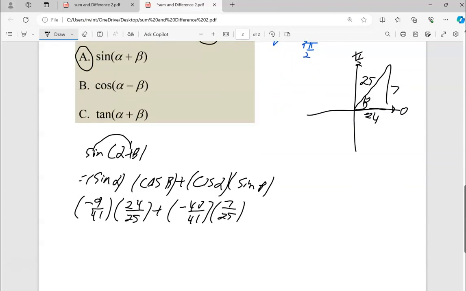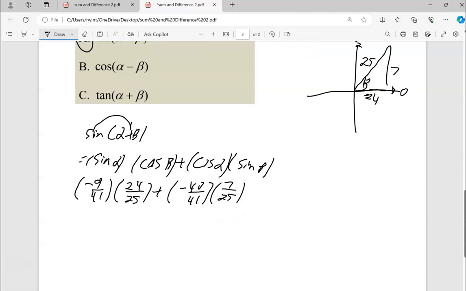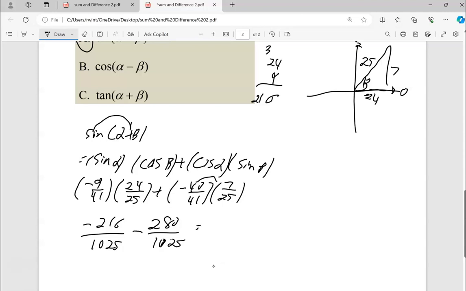And then we just do a little algebra. 9 times 24, if you don't know what that is, there is certainly nothing wrong with going old school. That's 216. So that's negative 216. Not sure why I know this, but 41 times 25, I believe, is 1,025. Negative 40 times 7 is negative 280 over 1025. So then if I subtract those, that makes negative 396 over 1025. Boom, that's your sine.